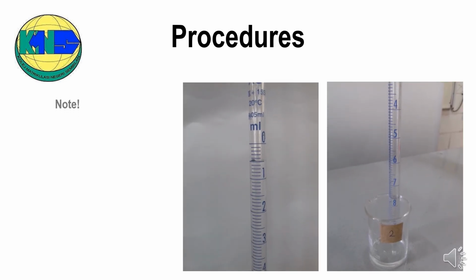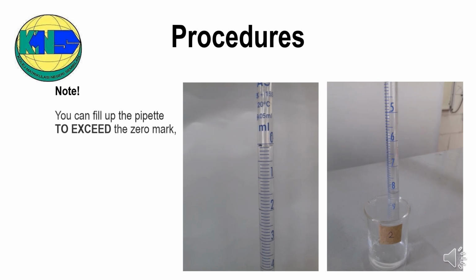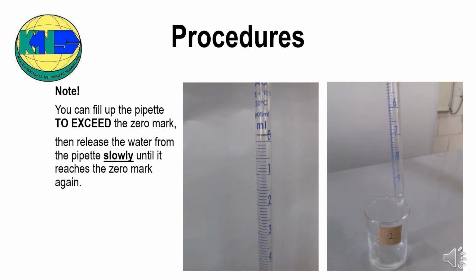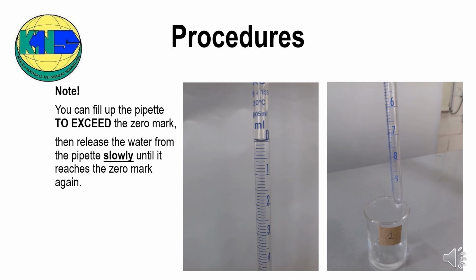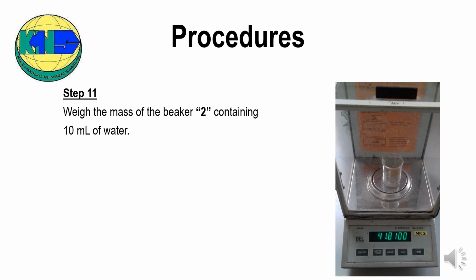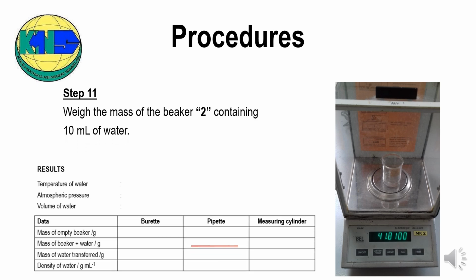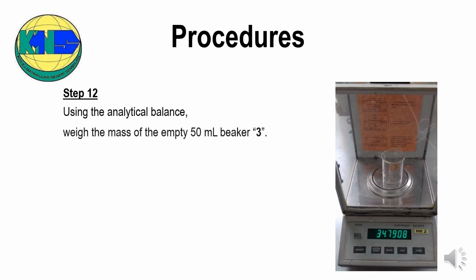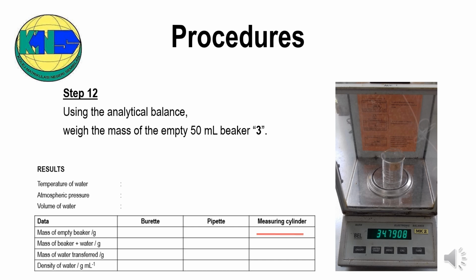Note: you can fill up the pipette to exceed the 0 mark. Then release the water from the pipette slowly until it reaches the 0 mark again. Step 11. Weigh the mass of the beaker 2 containing the 10 ml of water. Step 12. Using the analytical balance, weigh the mass of the empty 50 ml beaker labeled as 3.